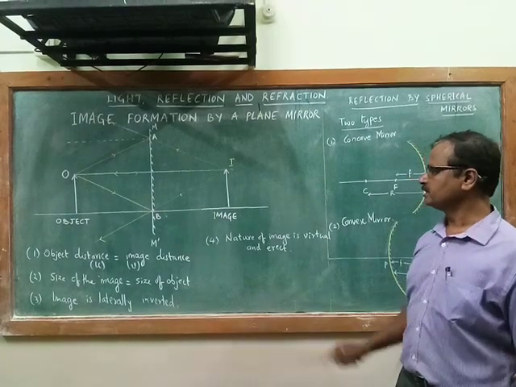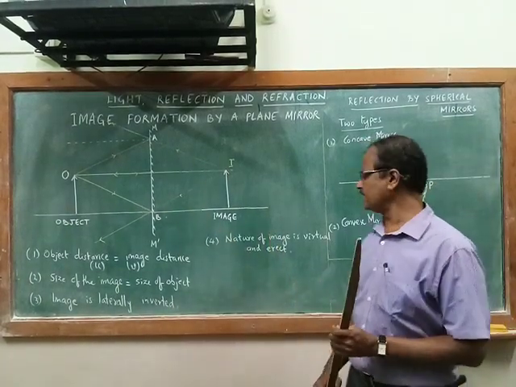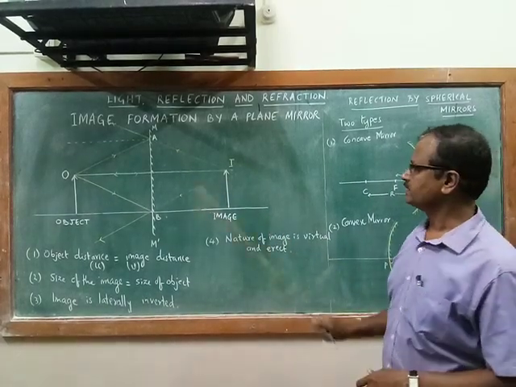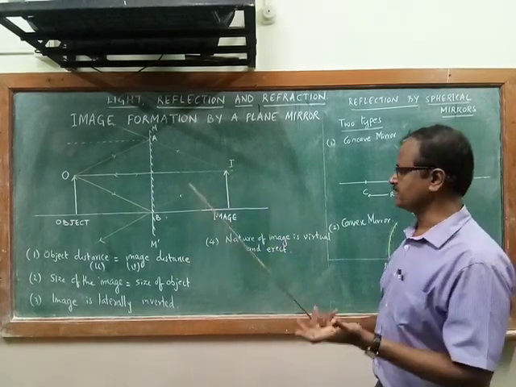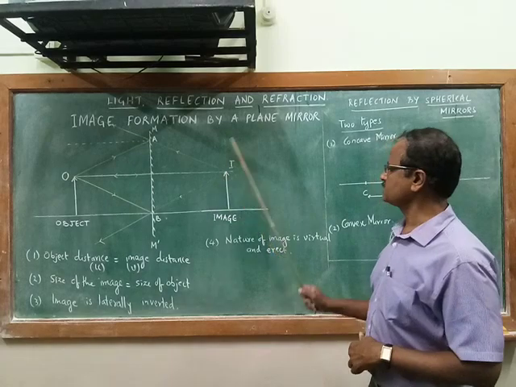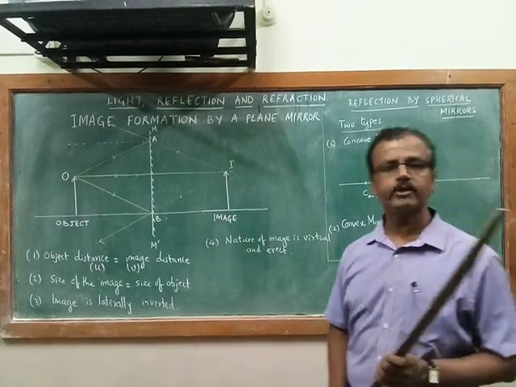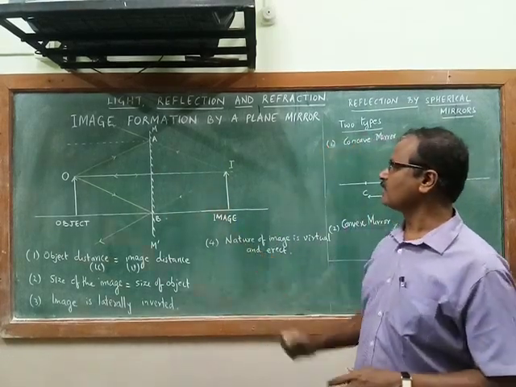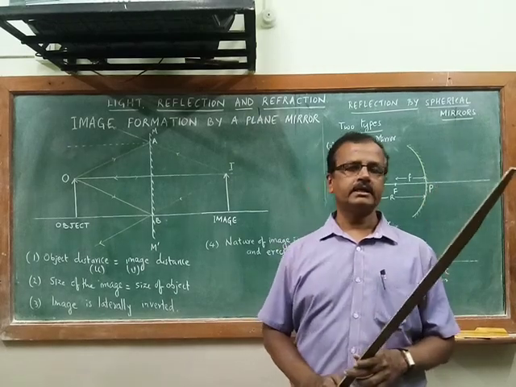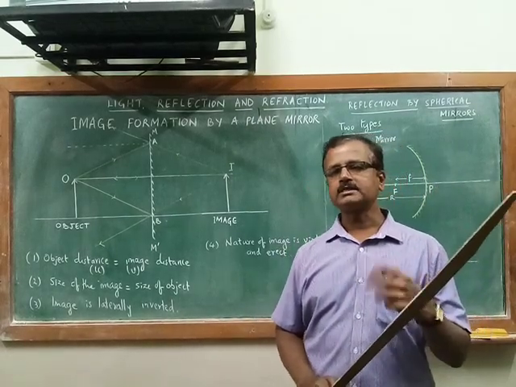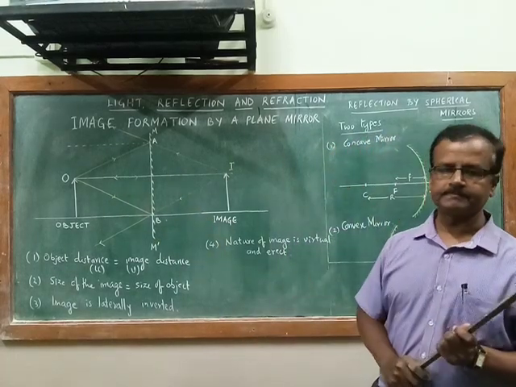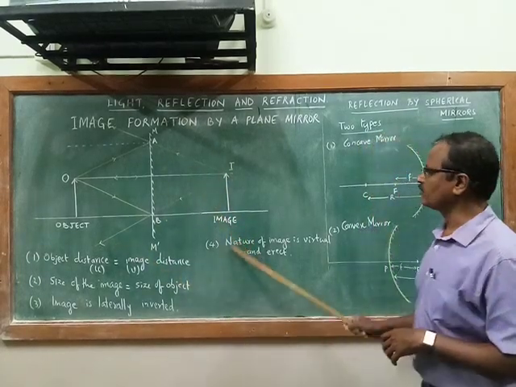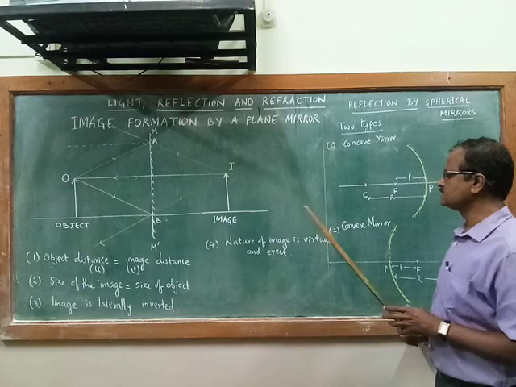This is the third point. And the fourth important point is that the image formed by a plane mirror is always virtual. It is an erect image, the same size as the object, erect, and virtual. What do you mean by virtual? Virtual means the image obtained in the plane mirror cannot be caught on a screen. Since it is not a real image, it cannot be obtained on the screen. Therefore it is a virtual image.